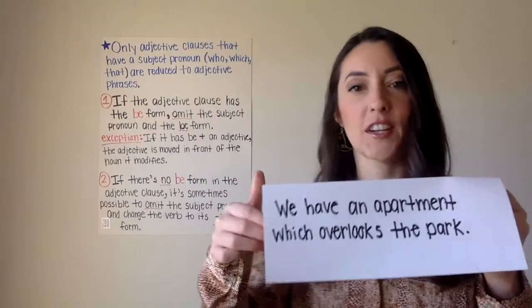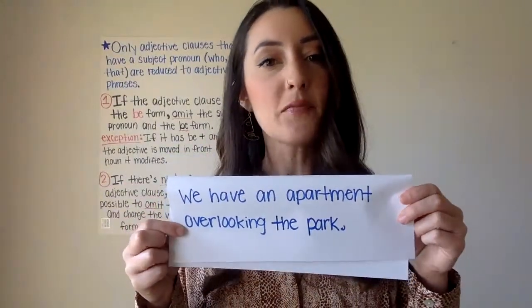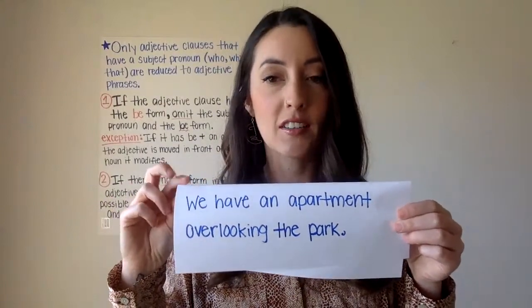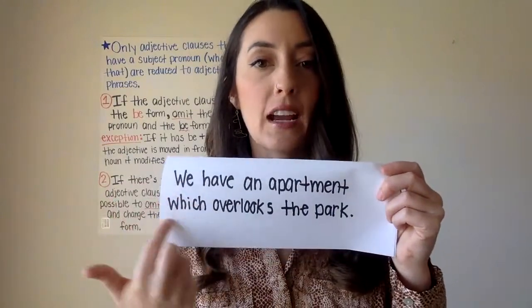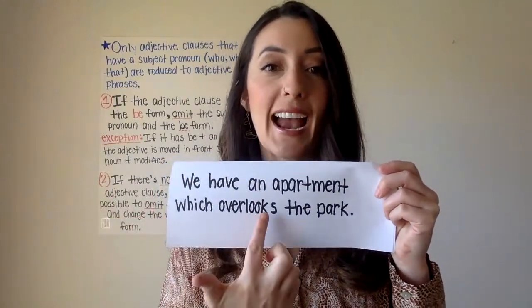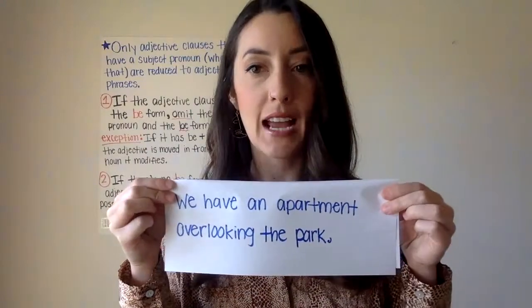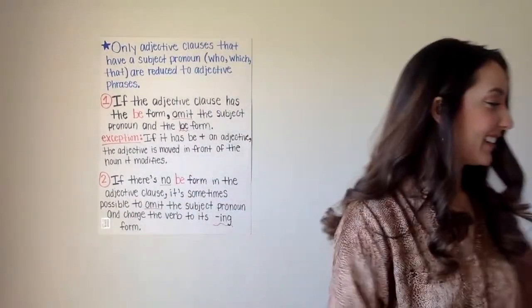Wonderful. You guys are great. Very good. It should be, we have an apartment overlooking the park. Okay, very good. So what did we do? We took away our subject pronoun which, and we added ing to our verb. We have an apartment overlooking the park. Excellent. I think everyone put the right answer for that one. Great job. Let's do one more.